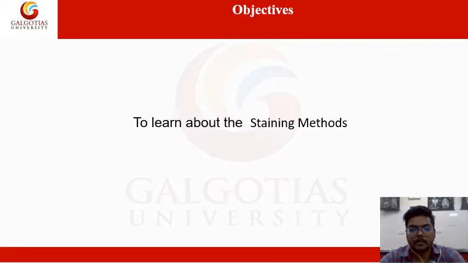So the objective of our study is to learn about the staining method. Now there are many types of staining methods in our microbiology lab. We are discussing the different types of staining methods we use for the identification of bacteria, virus, parasites, and different types of other microorganisms which we have in our environment. Basically, why are we learning about the staining method? Because every substance has its own properties and function, so for every organism there is a different staining method.